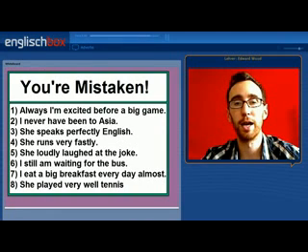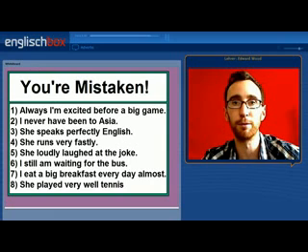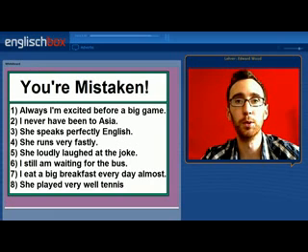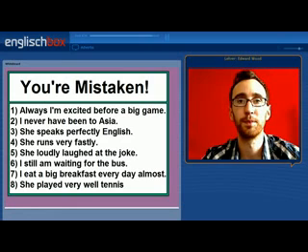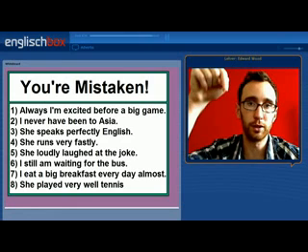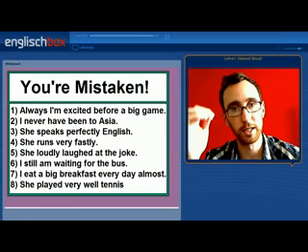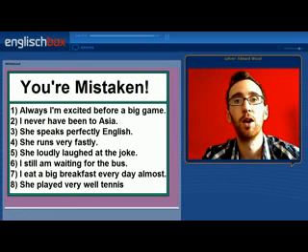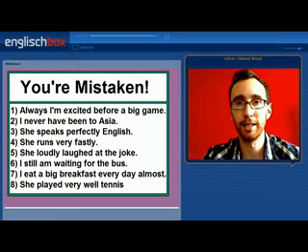So we've covered the 5 different types of adverbs, and now I have a little activity for you. All you have to do is look at the sentences. There are 8 sentences, and every sentence has a mistake. So in the comments section below, or on Facebook, simply tell me what the mistake is in each sentence.